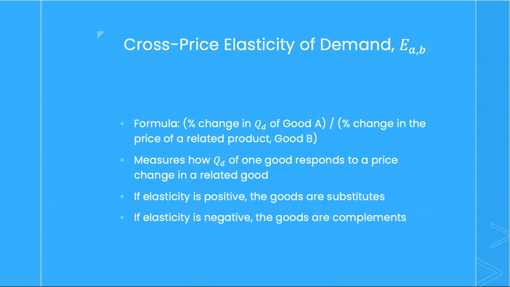Next, we have cross-price elasticity of demand, or E sub A comma B. And the formula for this is the percentage change in quantity demanded of the first good, good A, divided by the percentage change in the price of a related product, good B, or the second good. Now this measures how quantity demanded of one good responds to a price change of the related good. And the sign, whether it be positive or negative, of this coefficient for elasticity will actually tell you how the 2 goods are related. If elasticity is positive, then the goods are substitutes. If the elasticity is negative, the goods are complements. If you need a reminder on what substitutes or complements are, there's another video that we can link on our channel. I advise that you check it out.